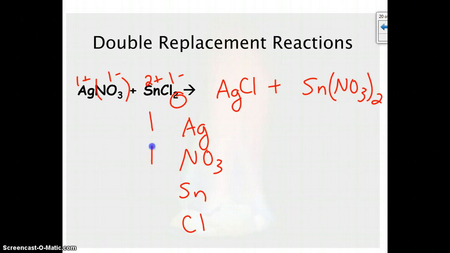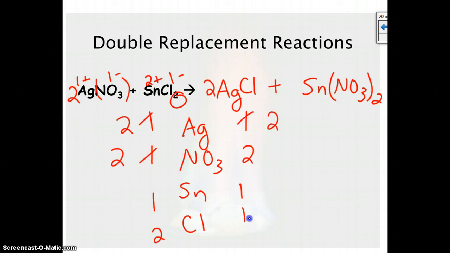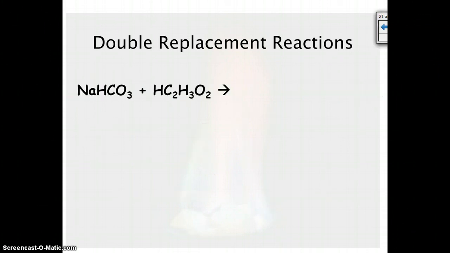Okay, so we got 1, 1, 1, 2, and then we got 1, 2, 1, 1. Okay, so we need 2 NO3s. It gives me 2 Ags and 2 NO3s. And then I need 2 Ags over here, and that gives me 2 Cls as well, and I'm balanced.